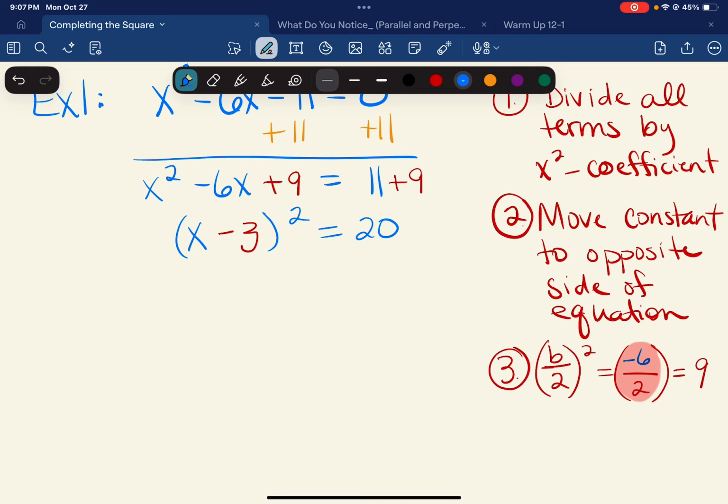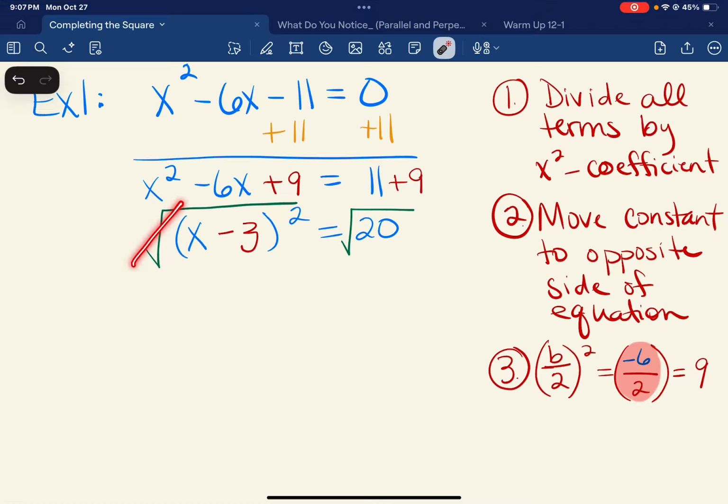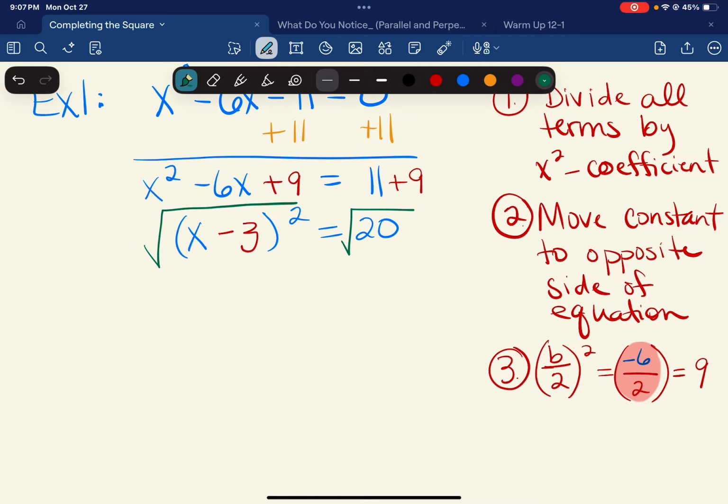Now we just have x minus 3 squared. Well, the inverse of the exponent squared is just your square root. So we take the square root of both sides, and the square root and squared are inverses. They undo each other. So we are left with x minus 3 equals plus or minus the square root of 20.